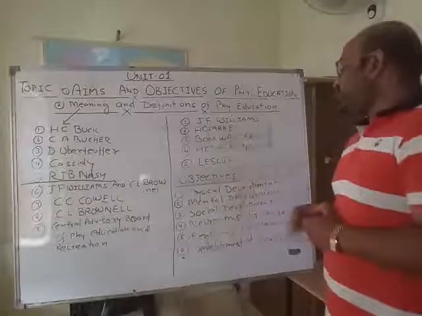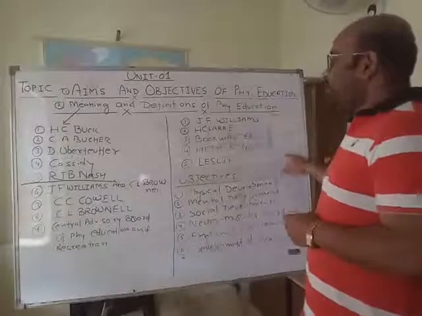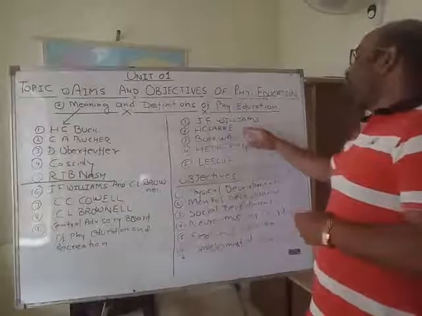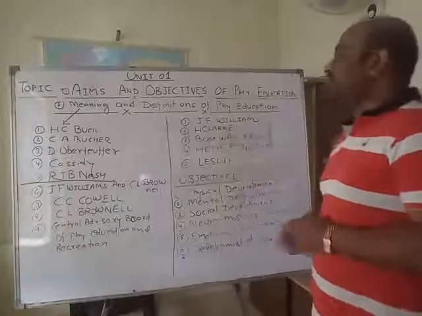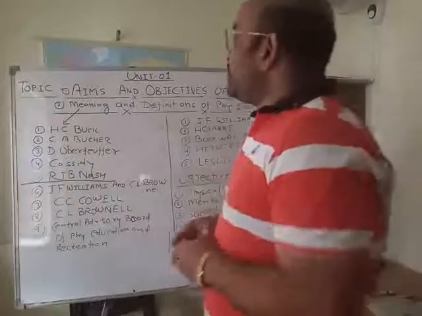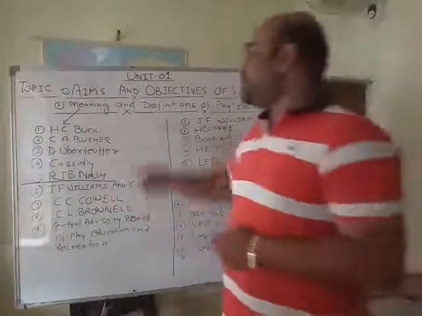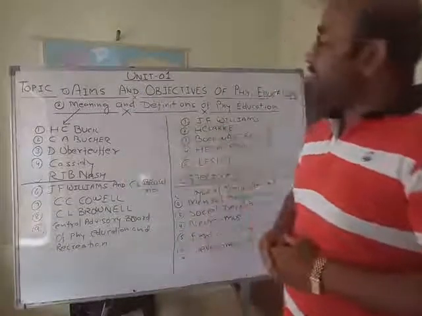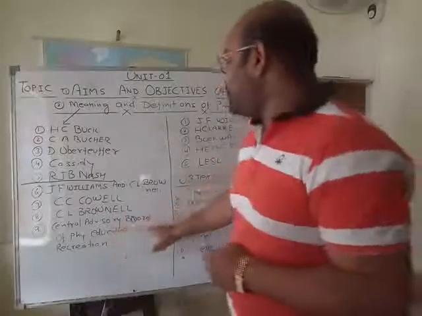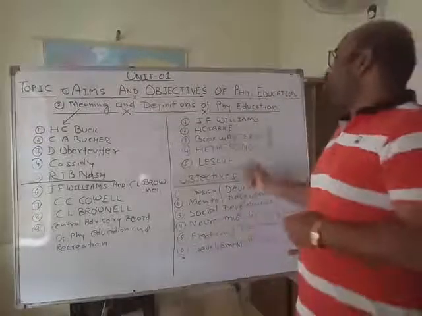We have defined the objectives in six types, and according to psychologists and writers, there are various definitions of aims. Williams, Clark, Bookwalter, Heltrans, and Lacy gave the meaning, development, and definitions. Some writers, S. C. Buck, C. A. Butcher, Cassidy, J. F. Williams, C. O. Cowell, and the Central Advisory Board of Physical Education and Recreation gave the definition and meaning of physical education.